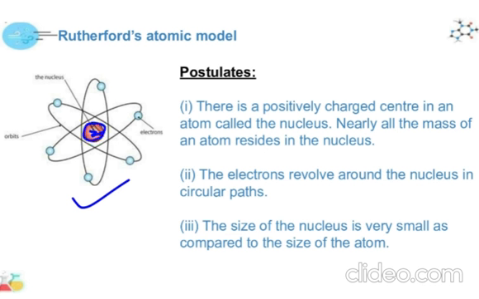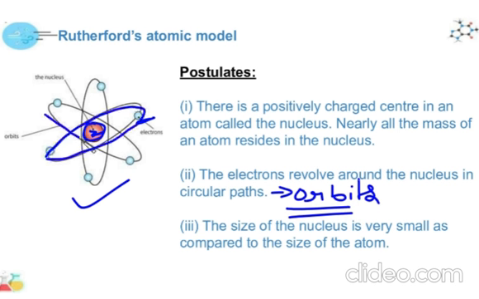The second postulate he gave was that electrons, the negatively charged particles, revolve around the nucleus in circular paths, and these circular paths are known as orbits. So he said that these electrons revolve around like this, they will be moving like this. And he even said that the size of the nucleus is very small as compared to the size of the atom. So these were his postulates.